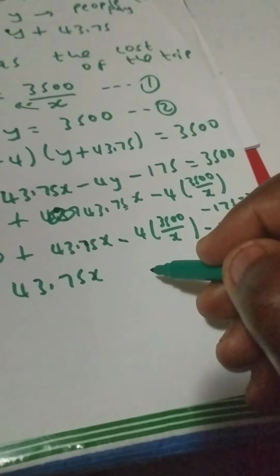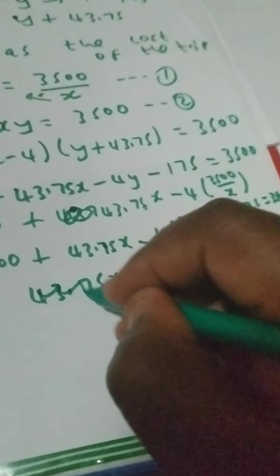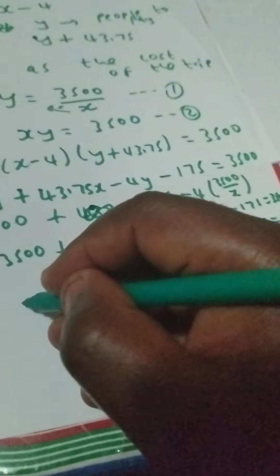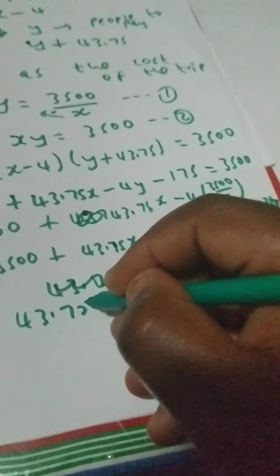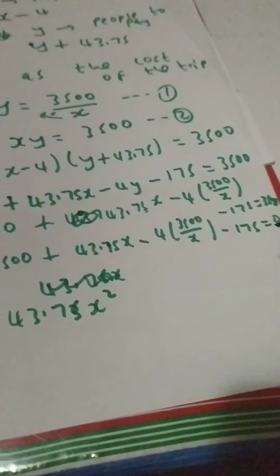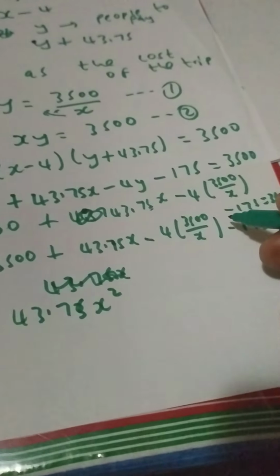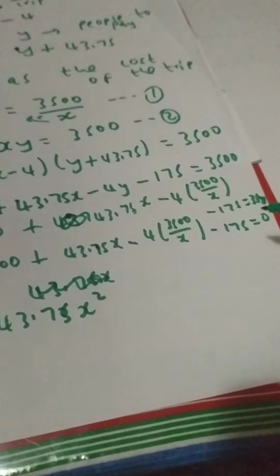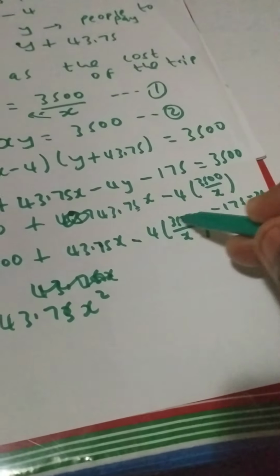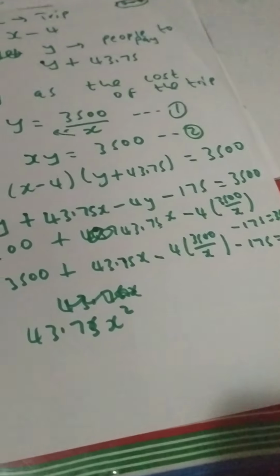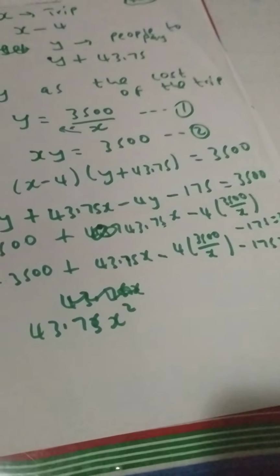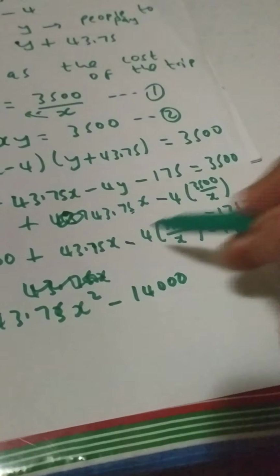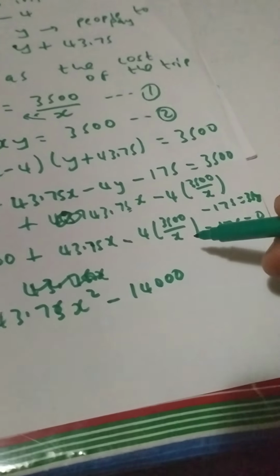So this will be 43.75x, and then x will multiply everything. So x times this will also give me 43.75x squared, because I'm multiplying everything by x, right? Then x will go this side since I'm multiplying it already. So this will leave me with only two numbers now. I'm going to have 4 times 3,500. Oh, that will give me a huge number: minus 14,000. I didn't expect a huge number. It's 4 times 3,500 because the x will be gone, because I want to multiply everything by x.